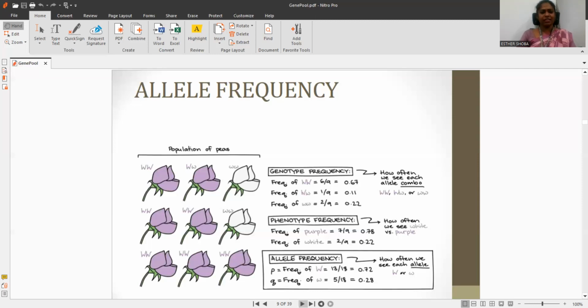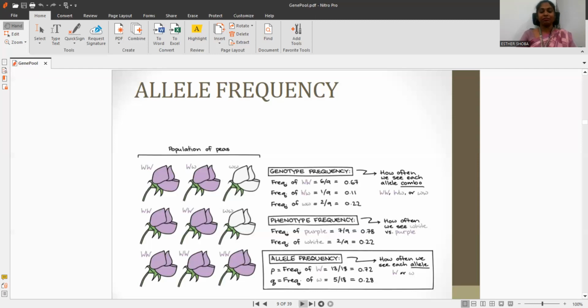And the next one is phenotype frequency. What is phenotype frequency? The one which is seen as an external appearance for us. So when I see these 9 flowers, 7 are purple, 2 are white. So the frequency of purple is 7 divided by 9, and the frequency of white is 2 divided by 9.